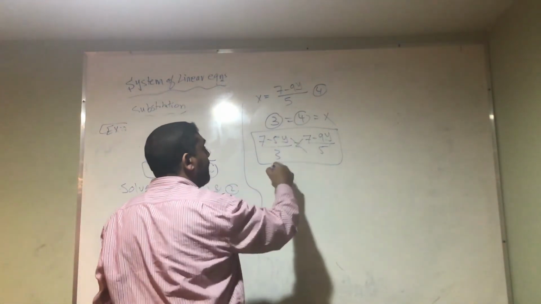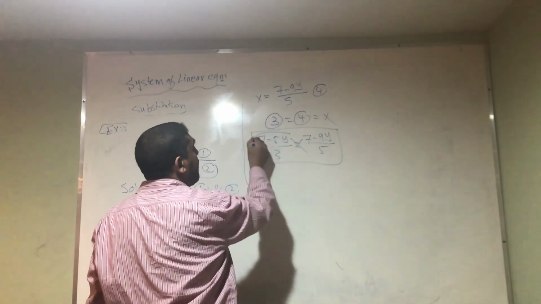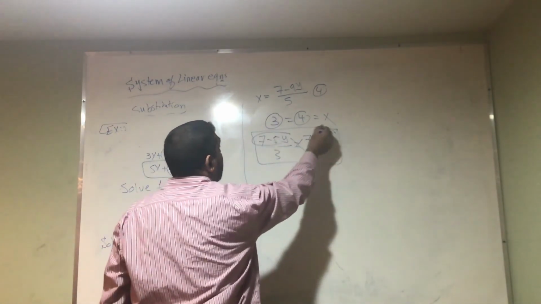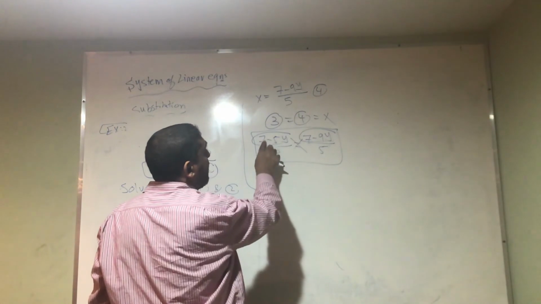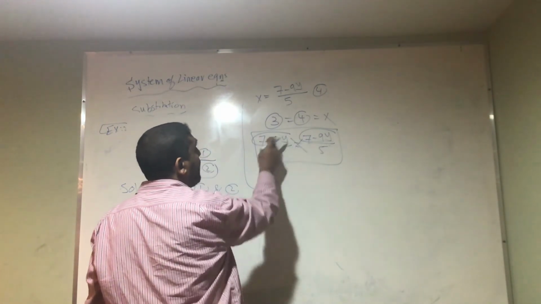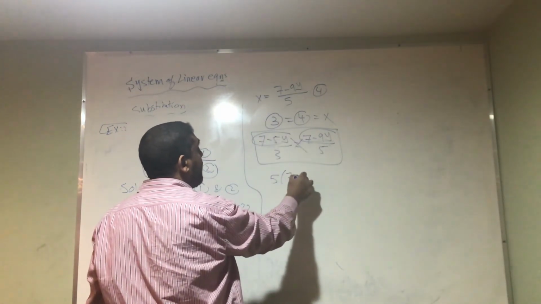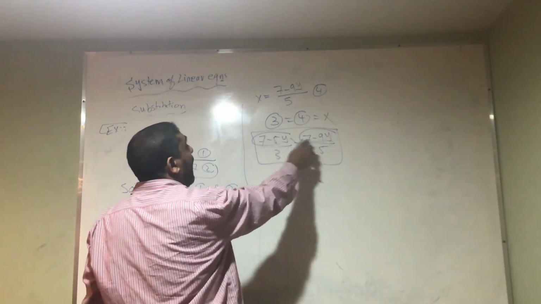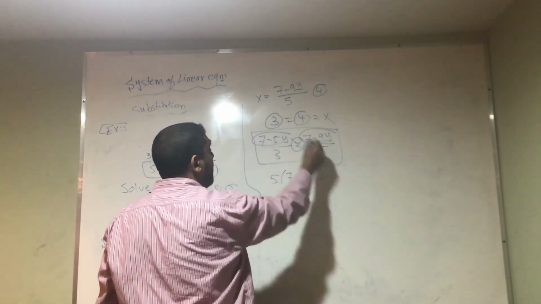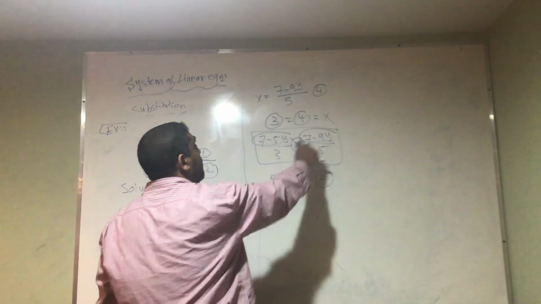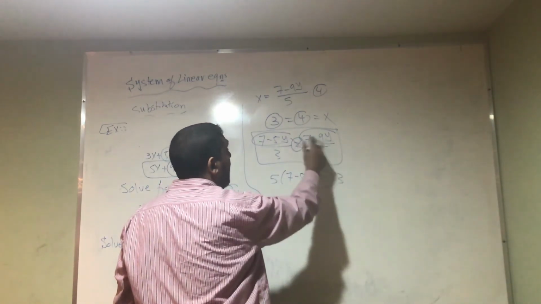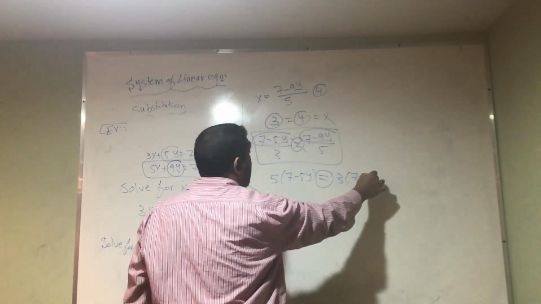Do cross here, guys. Multiply this term by 5 and multiply this one by 3. So let us do that. You have 5 multiplied by 7 minus 5y, and I just write the equal sign, and do the cross here, which is 3 multiplied by 7 minus 9y.